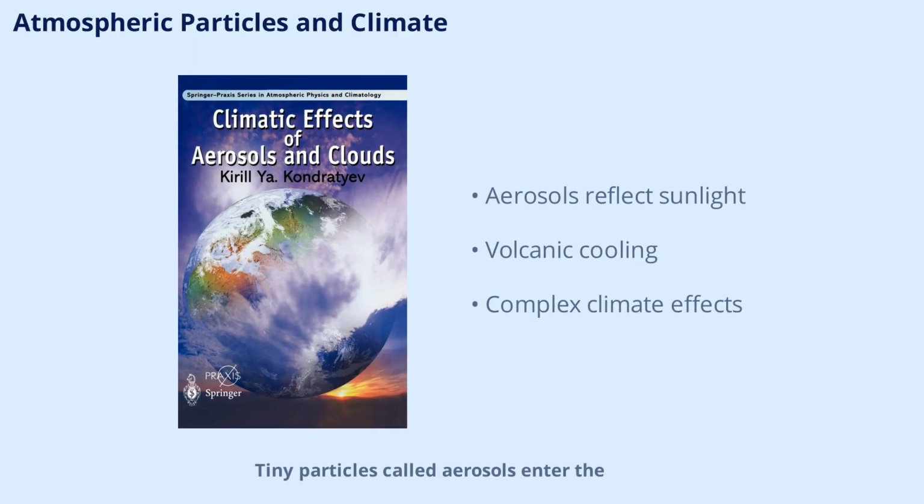Tiny particles called aerosols enter the atmosphere from both natural and human sources. Natural sources include wildfires, dust storms, and volcanic eruptions. These particles can reflect sunlight, cooling the Earth's surface, or absorb sunlight, contributing to warming. The overall effect depends on the type and distribution of particles. Volcanic eruptions, especially those rich in sulfur gases, can create a haze that cools the planet for several years by reflecting sunlight back into space.